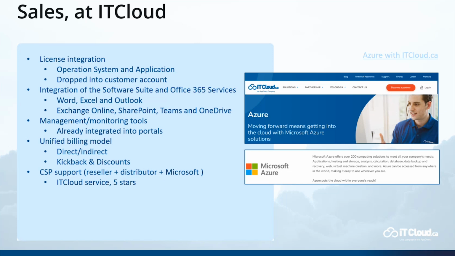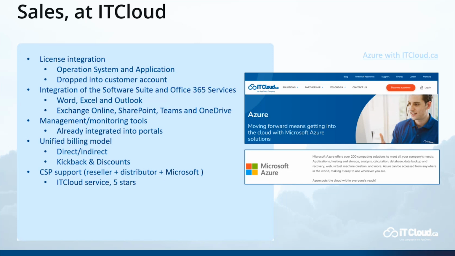Integration of software suite and Office 365 services, for sure. Word, Excel, Outlook, Exchange Online, SharePoint, Teams, and OneDrive. Everything under the same umbrella. Management monitoring tools are already integrated from the IT Cloud portal, and as well we will discuss the Microsoft customer management tool. Pardon me. We will take a look at that eventually in the presentation. Unified billing model. As a CSP distributor, we already offer you the direct and indirect billing model. It could be a good advantage for you from IT Cloud, and as well the kickback and discount from IT Cloud.